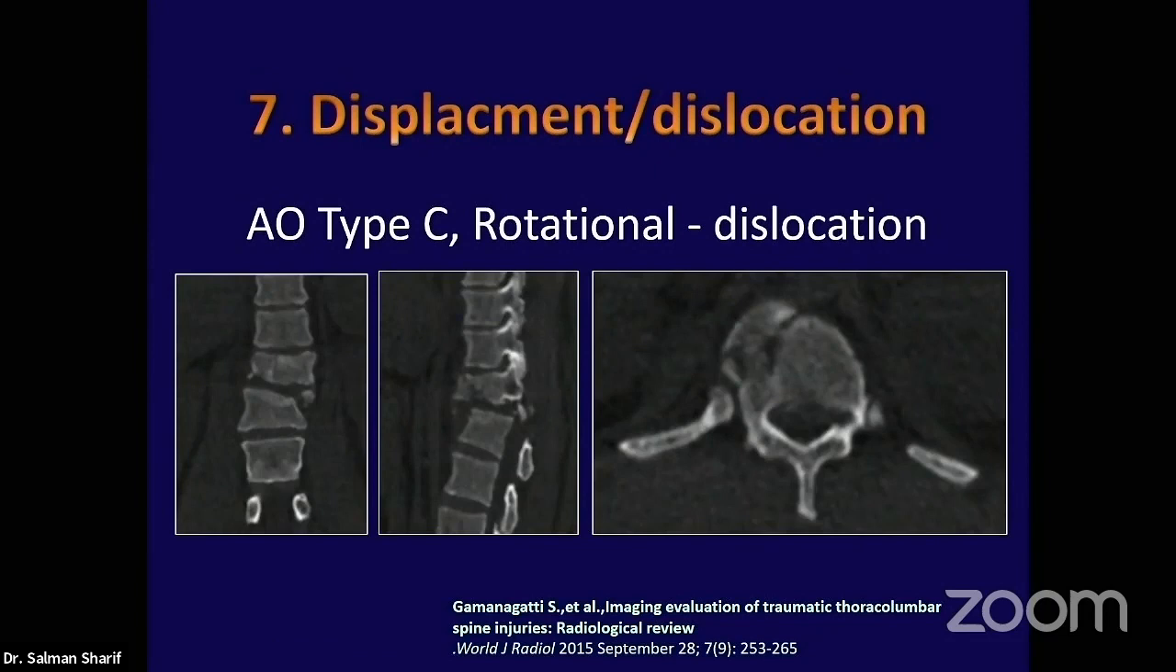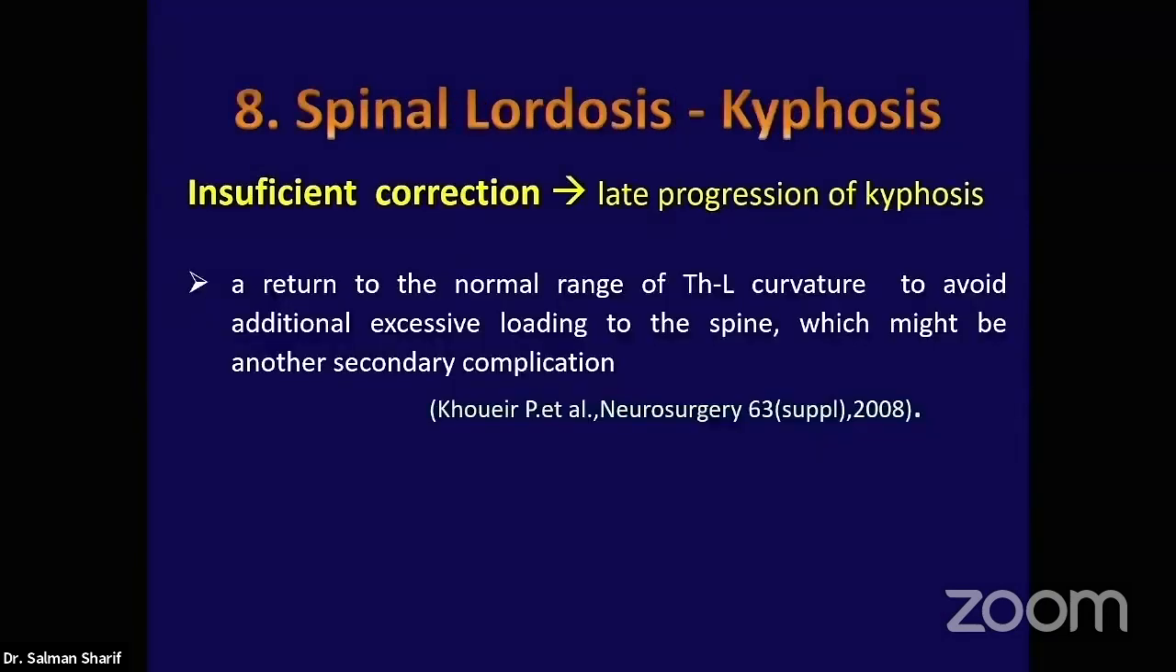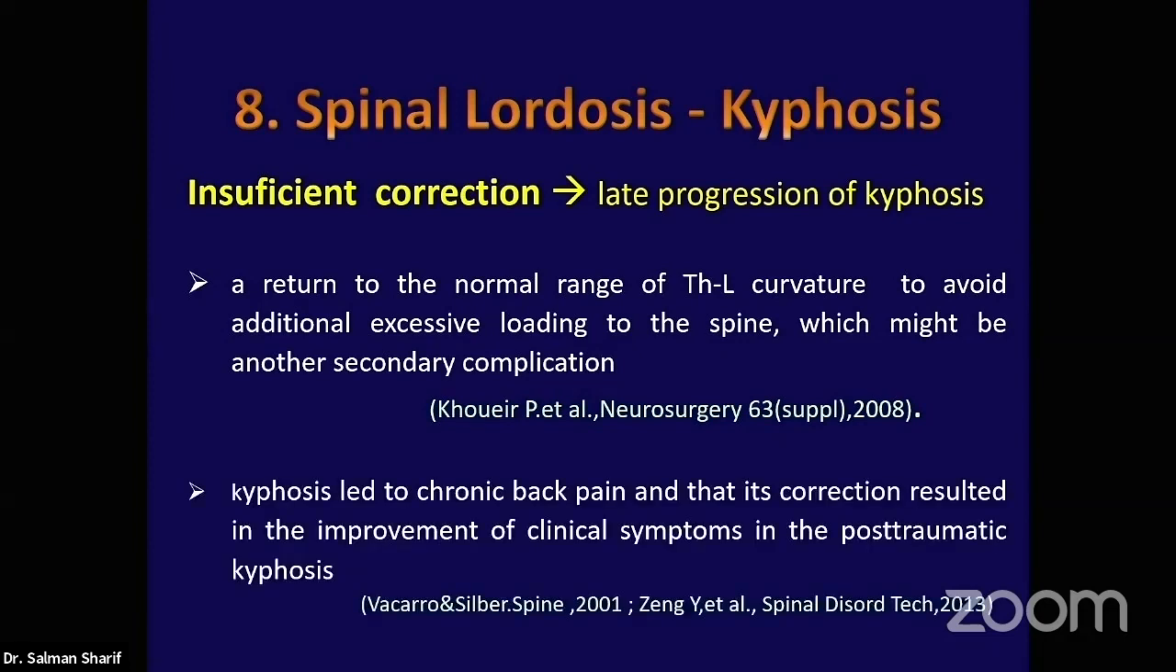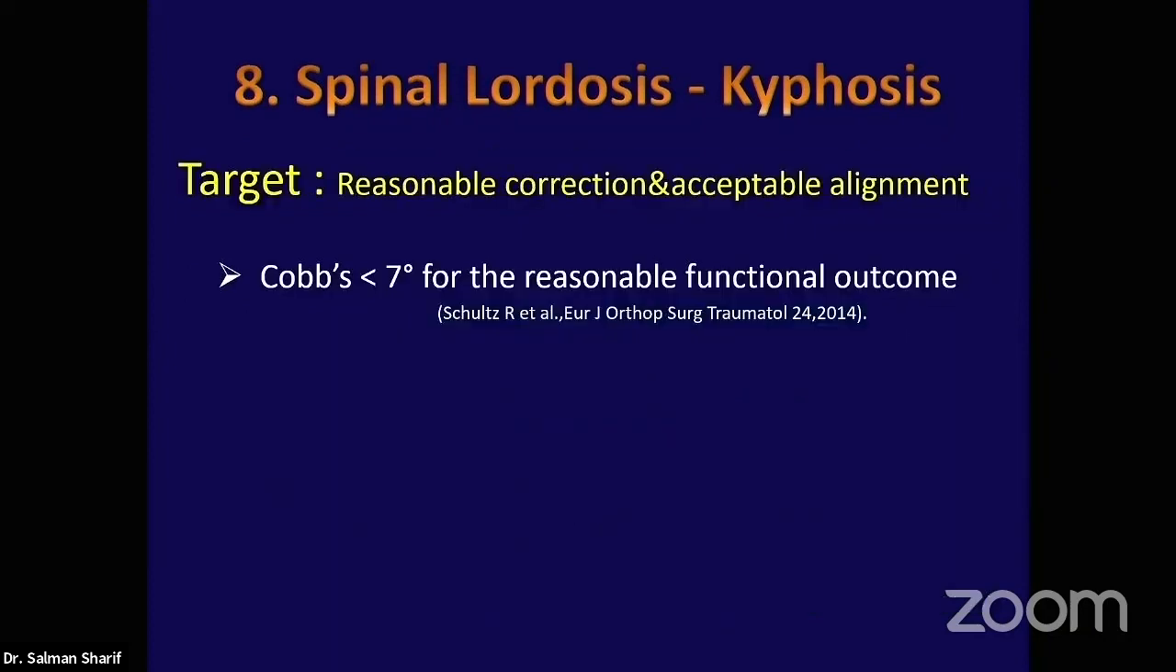Displacement or dislocation you can see in the type C of AO, and spinal lordosis, kyphosis, insufficient correction can make a late progression of kyphosis. Kyphosis leads to chronic back pain, and correction resulted in improvement of clinical symptoms in post-traumatic kyphosis. This is important for surgical outcome.